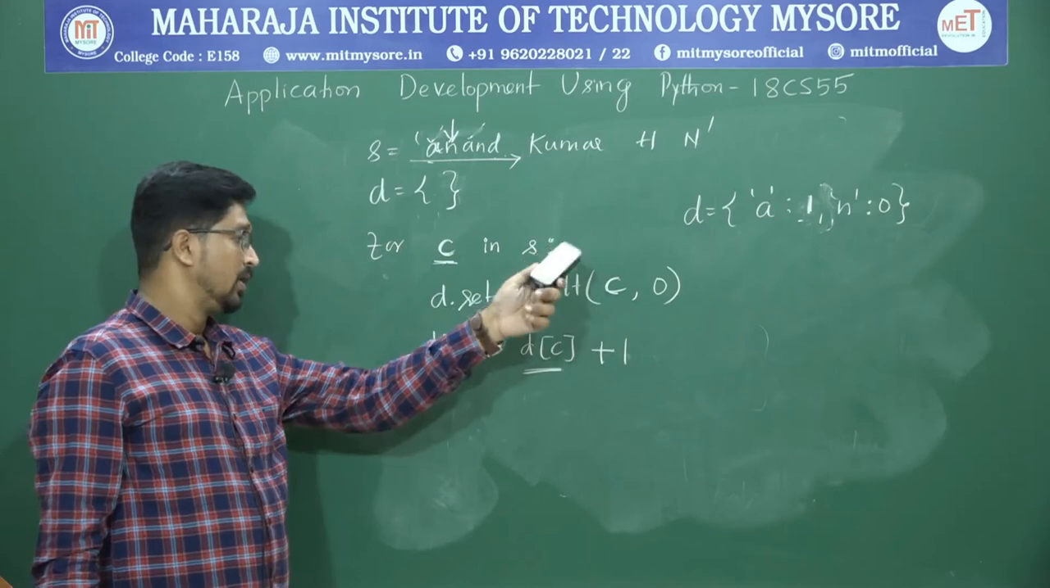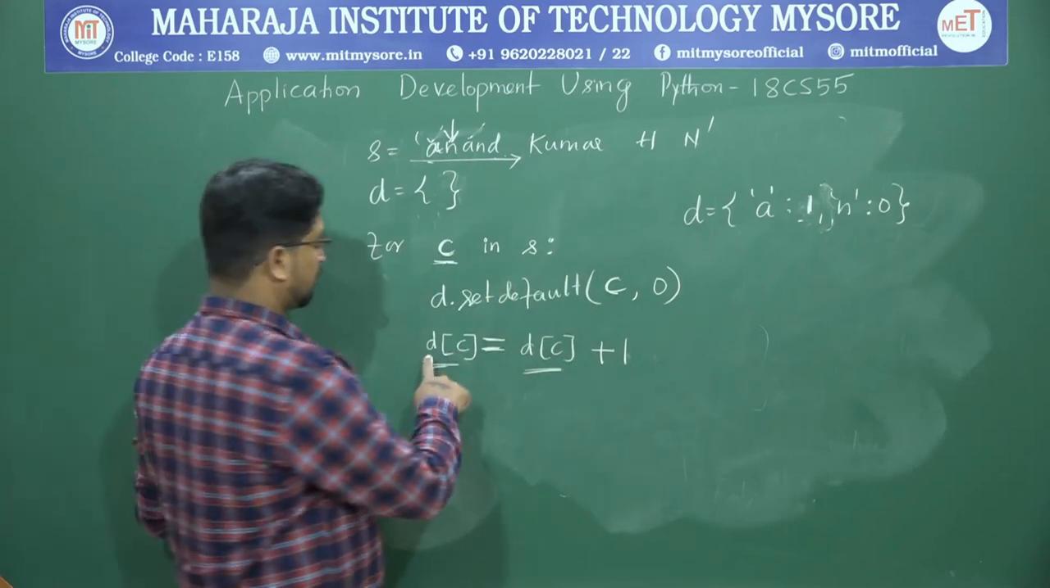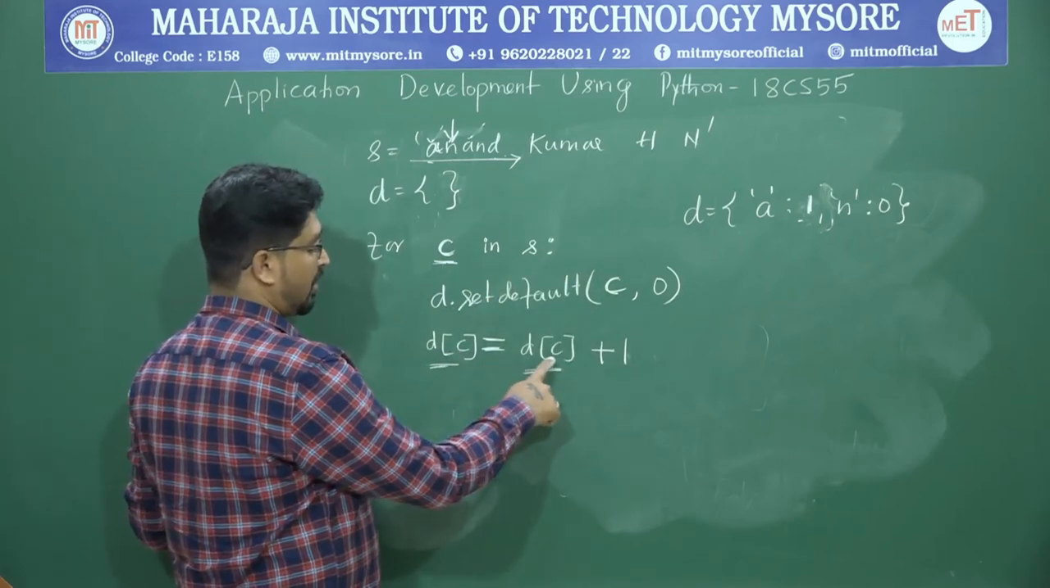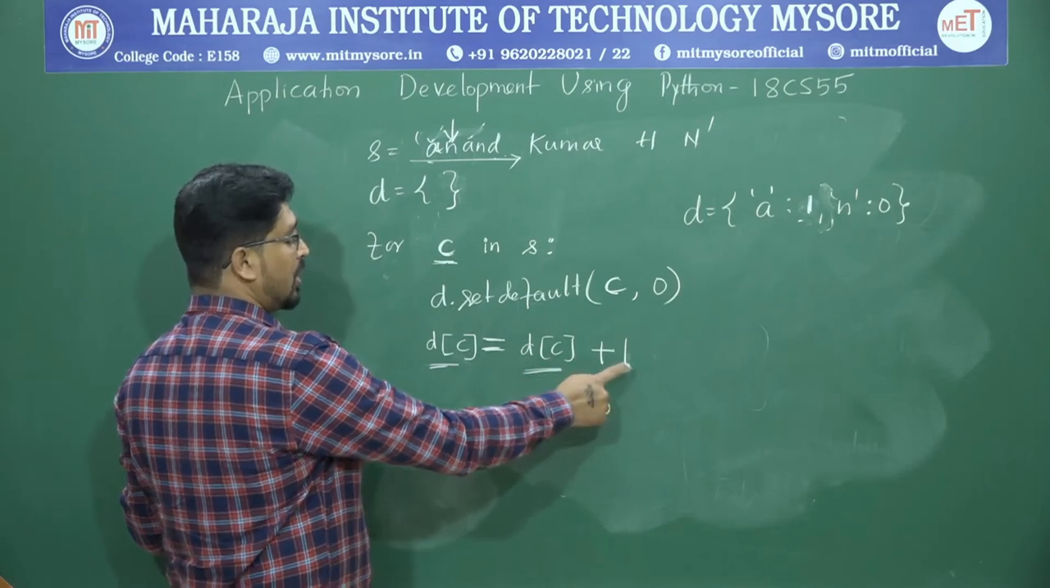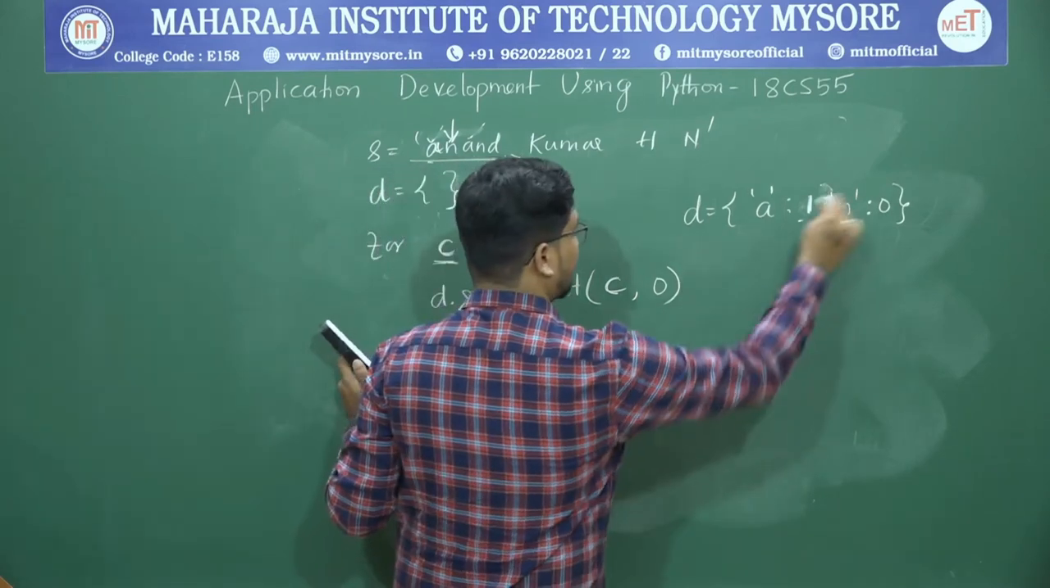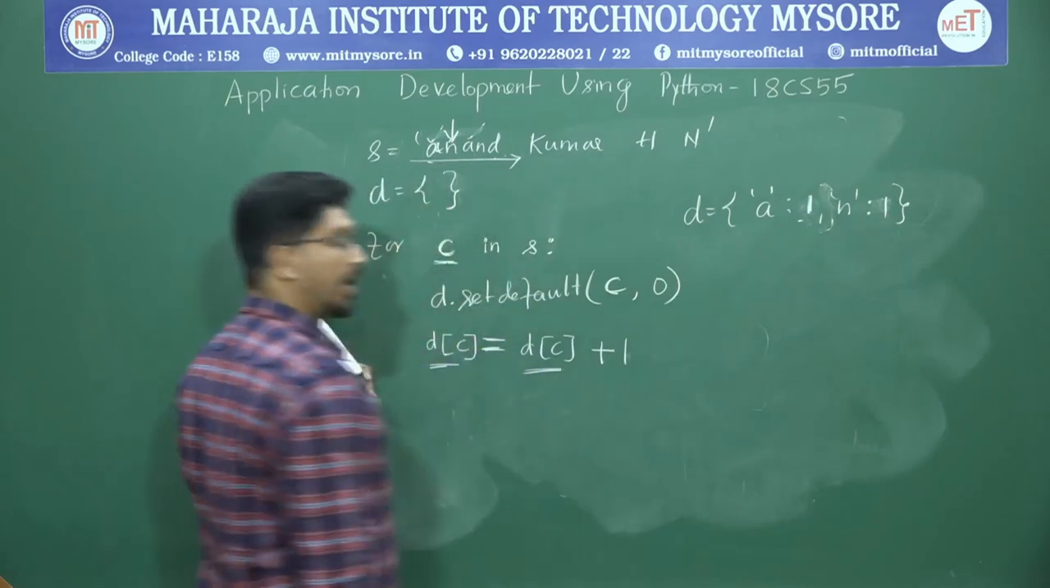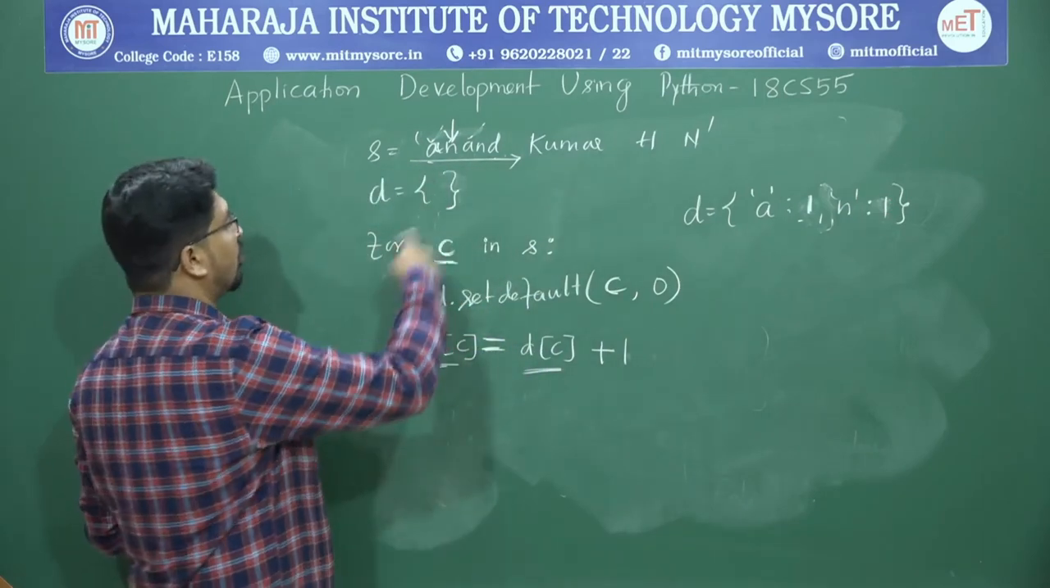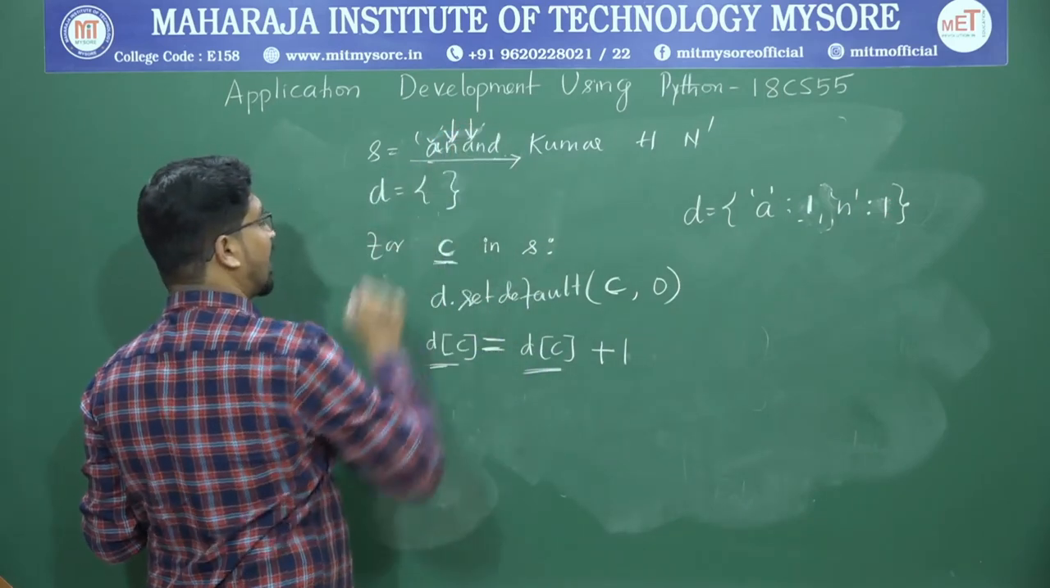0 as a default value. Then again d of n is equal to d of n. What is the d of n value? 0 plus 1. So n value also becomes 1. Then again go back.